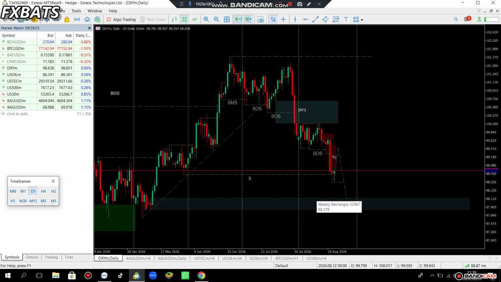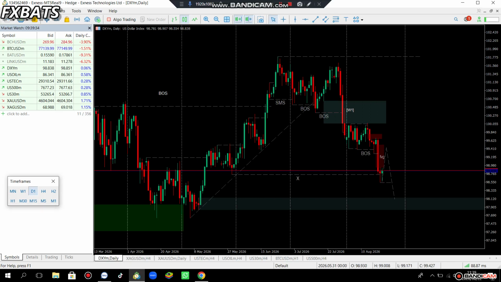This is my daily demand. This is where I'm hoping to see that price really reacts off. So this is my buy zone long term on DXY, unless this zone gets broken down, then I'll shift bearish again. But this is my point of invalidation.